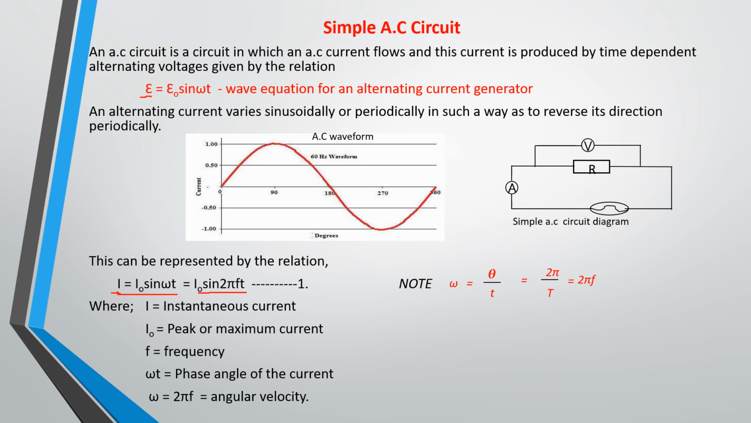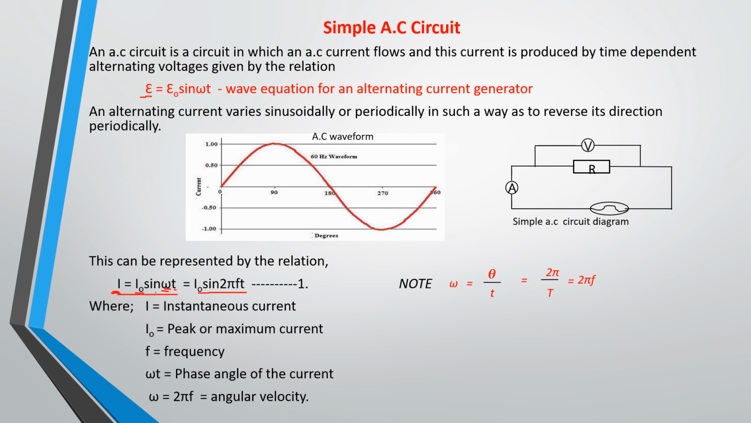Okay, so what you are seeing here is the instantaneous current, and this is the peak value of the current. This is sine, and this is the phase angle, right? This W, you know that it is the angular velocity. This is the symbol for angular velocity, and this is the time.